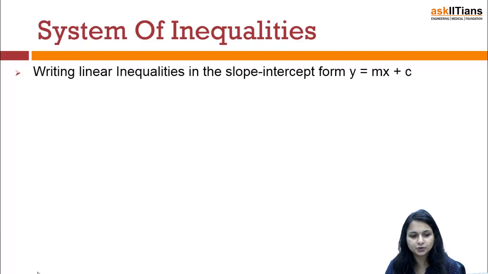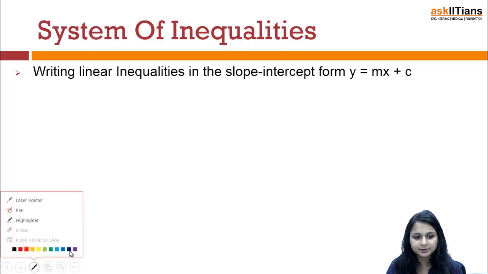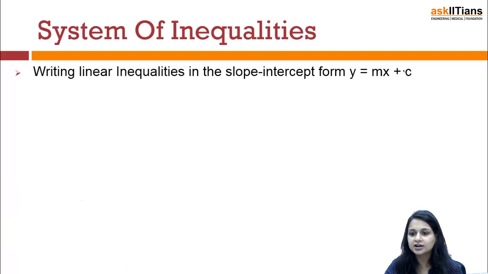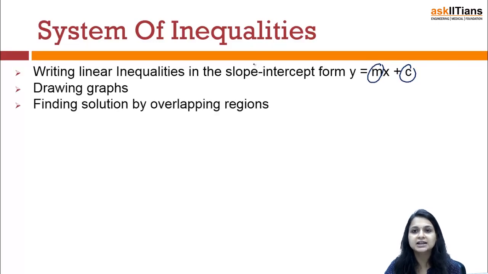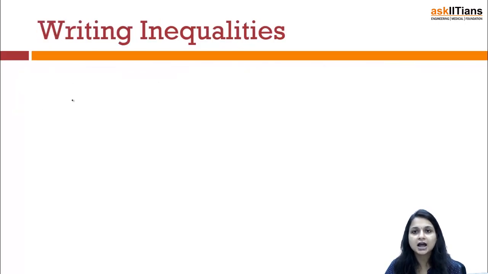The reason why we do it is quite simple: so that it becomes easy for us to know the intercept on y-axis and the slope, and we can draw the graph easily. Then we draw the graphs and write the complete solution by knowing the overlapping regions. So let's move step by step. Let's understand how to write the inequalities in y equal to mx plus c.